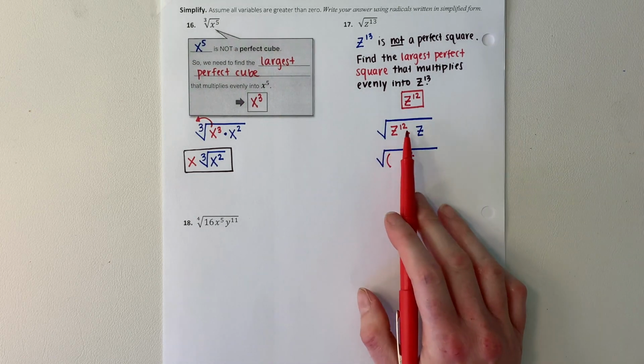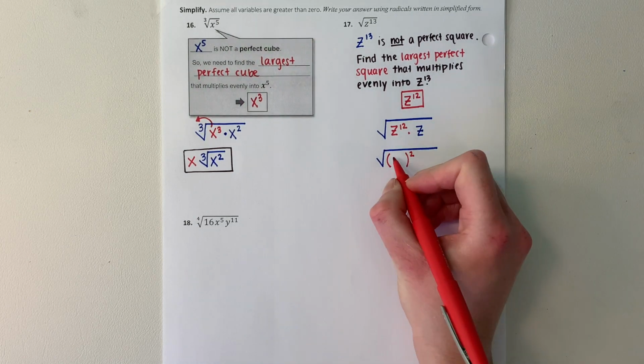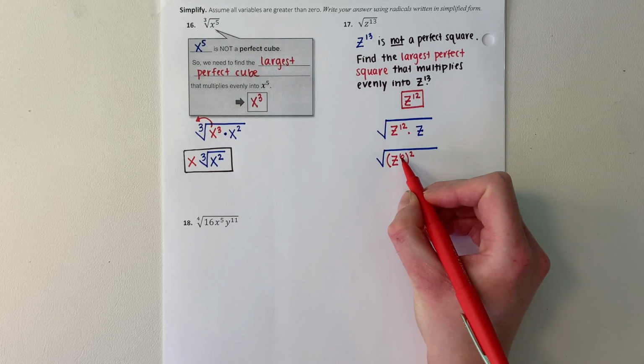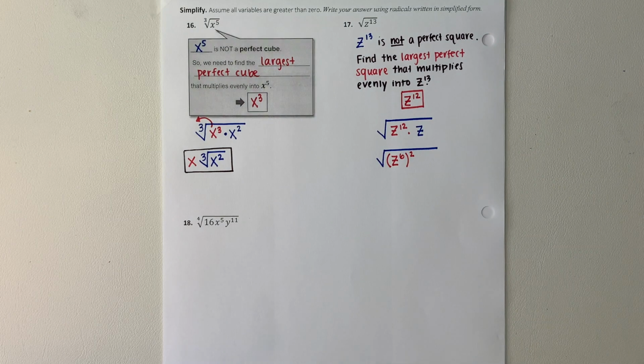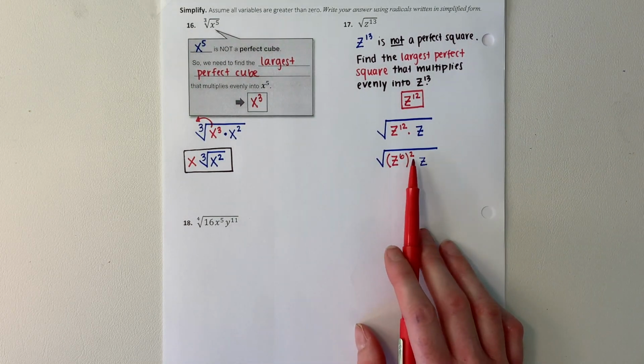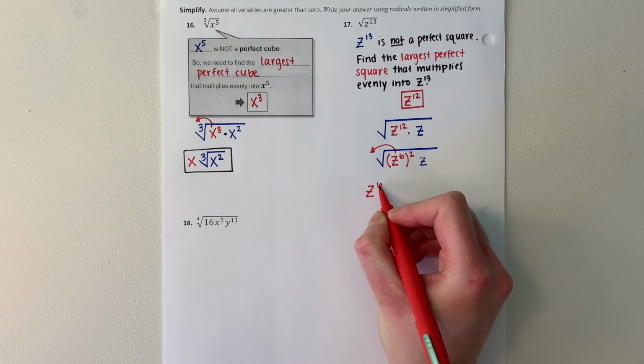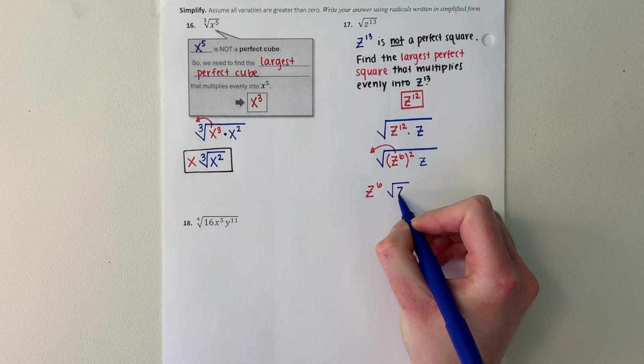Now we need to rewrite our perfect square as some quantity squared. To rewrite z to the 12th as some quantity squared, let's see. We'll put a z here, and then this must be a 6 because 6 times 2 gives us 12. And then we'll bring down our z. Now that we've rewritten our perfect square as some quantity squared, now we can pull it out of the radical. So we'll pull out the z to the 6th, and then the z stays underneath the radical.